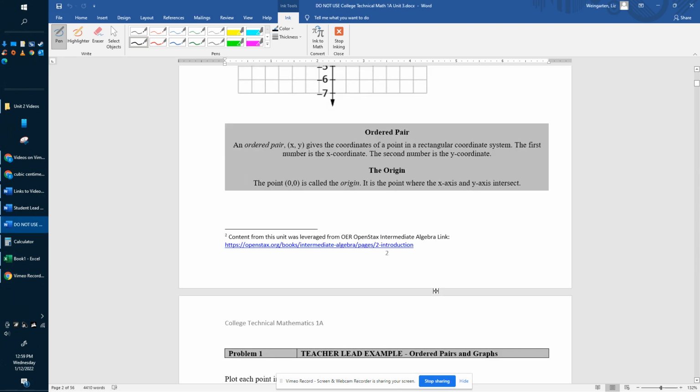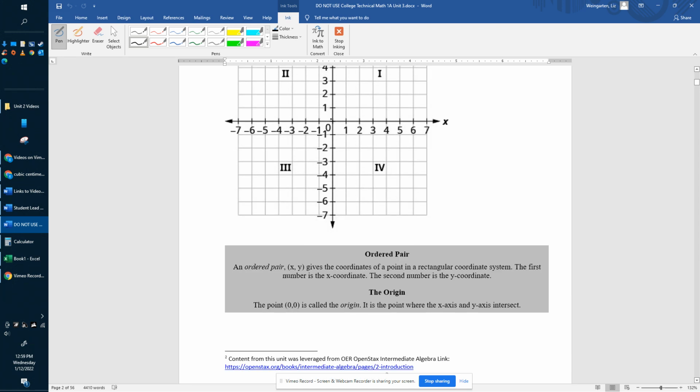An ordered pair is an x coordinate and a y coordinate. The x always comes first, the y is always second. So just think like alphabetical order. X comes before y in the alphabet, x comes before y in an ordered pair. The origin is 0, 0, and it is right in the middle, right here. That's our origin.